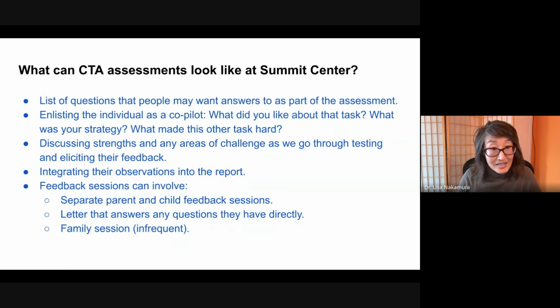Okay, discuss. Sometimes I like to try with each client to discuss their strengths and potentially, if they're ready for it, any areas of challenge as we go through the testing. It's just to say like, oh, I noticed that was hard. Did you notice that too? Or was it just me?